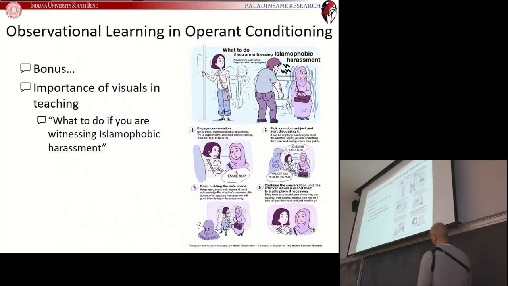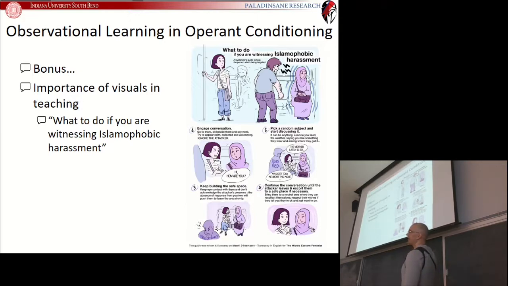So this was a pamphlet that was making its way around. And as you can see, in the strategy itself, there's observational learning. So if you're intervening, you are modeling the behavior that you want the harasser to engage in. So you're creating a safe space, but at the same time, you're modeling the very behavior that you want the harasser to engage in, making it more likely that they will engage in that behavior and stop the harassment. The other very interesting thing is that this is basically put into a comic book form.